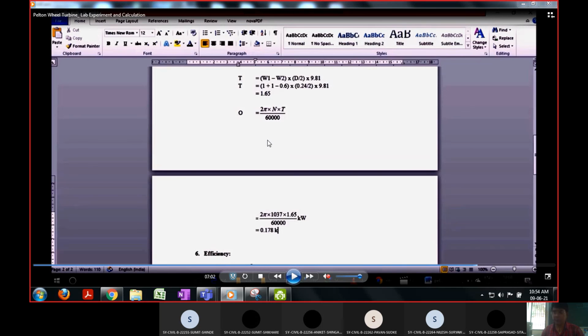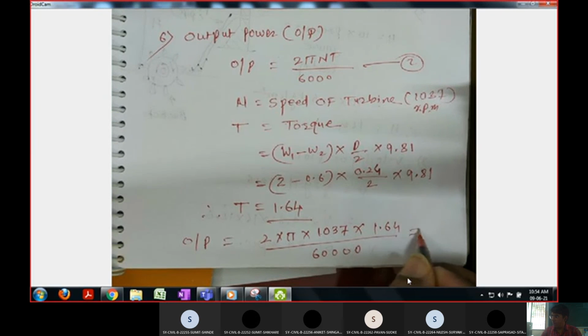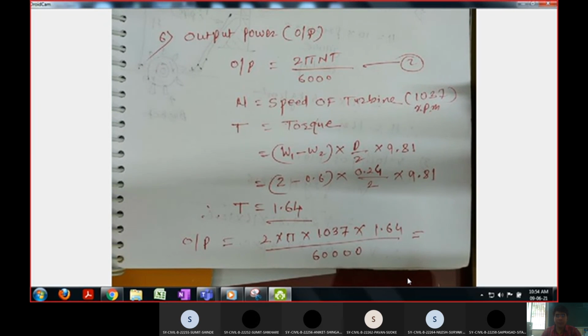Now 60,000, not 6000. Okay, that is the 60,000. So how much is the output power? किती आला output power? Anybody?